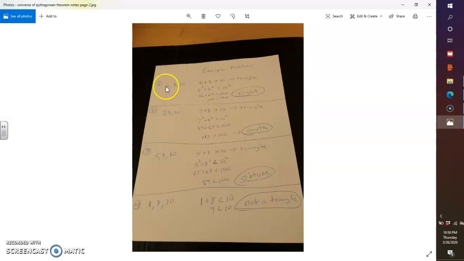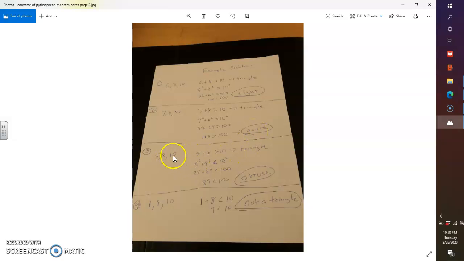But instead of having that side be 6, let's say that side was 7. 7 plus 8 is still greater than 10, so we have a triangle. But when I do 7 squared plus 8 squared, I get 49 plus 64, which is 113. So it's not equal to 10 squared. It's actually greater than what 10 squared is, 100. So since the two smaller numbers, the two potential legs of a right triangle, are squared and add up to a number that's bigger than the biggest side squared, we get an acute triangle.